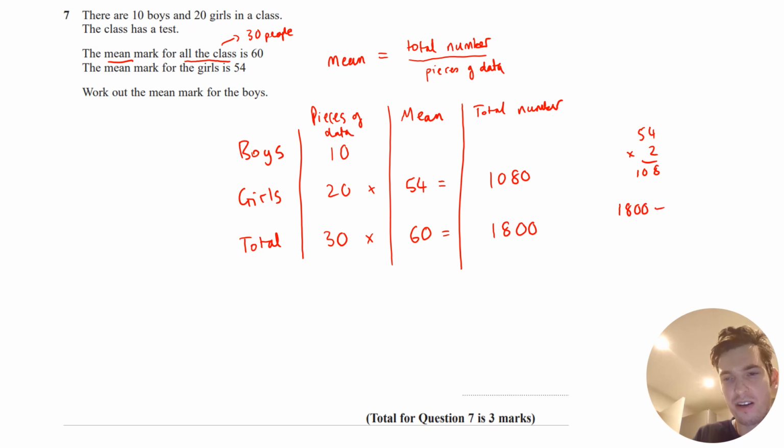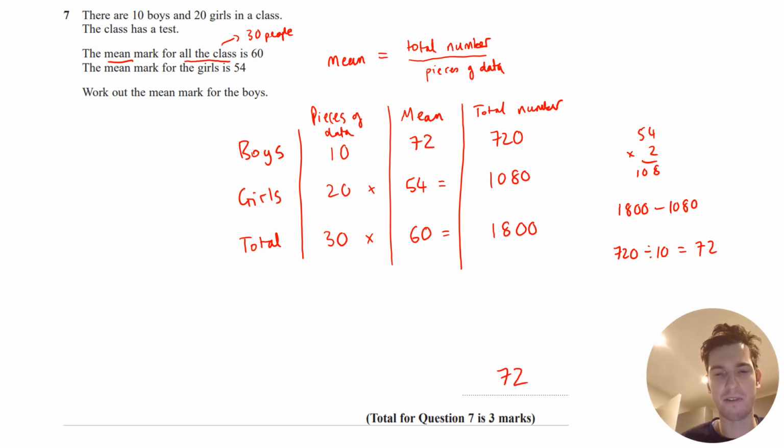So therefore, I can find out the total number of marks for the boys by just doing a subtraction. I can do this in my head. I think that is 720. So to find the mean for the boys, I'm going to do 720 divided by 10, which is 72. So that is my answer. I can write that on the answer line.